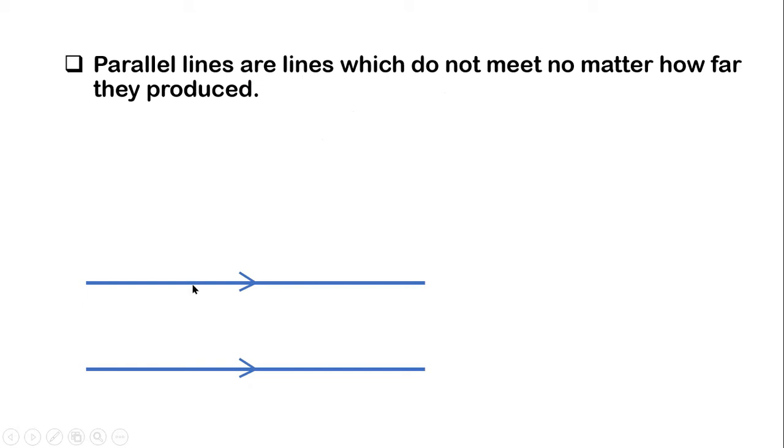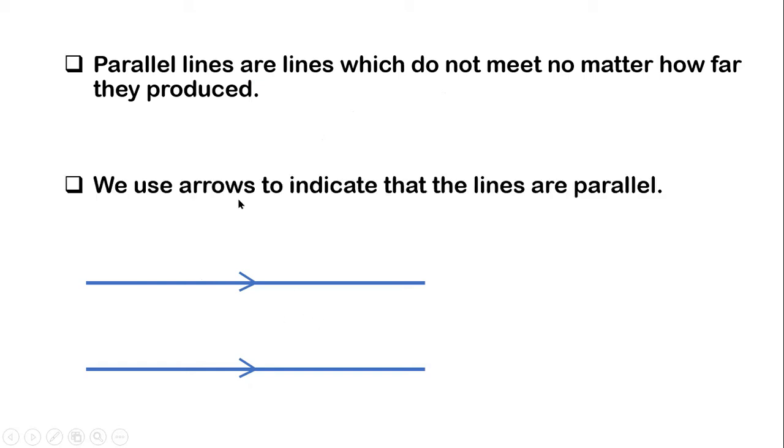So look at these two lines. We say that they are parallel because they cannot meet. Okay, we use arrows to indicate that the lines are parallel. So when you see this kind of arrow and this one, then you have two or more lines. Note that those ones are called parallel lines. These arrows, this and this, they mean that these two lines are parallel.